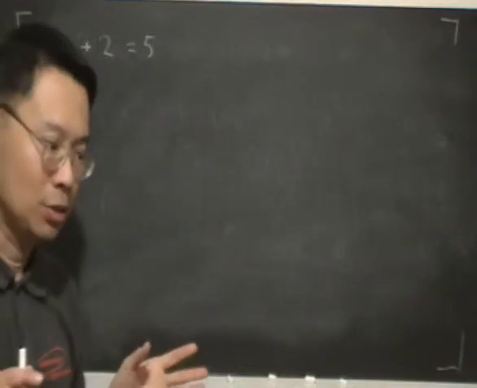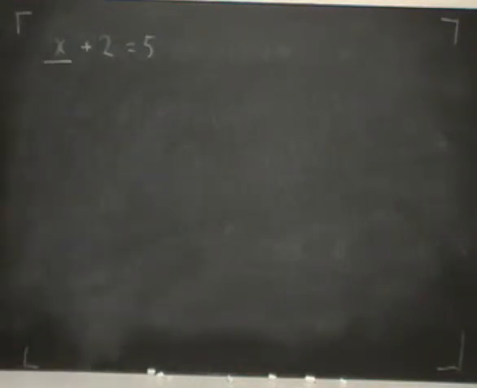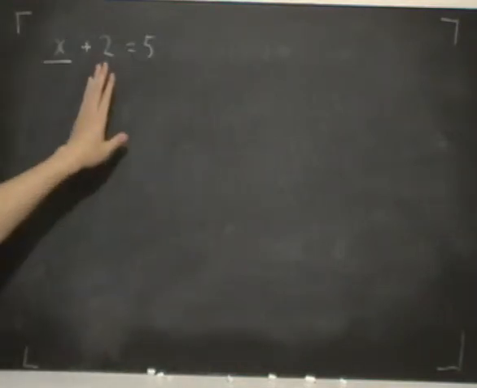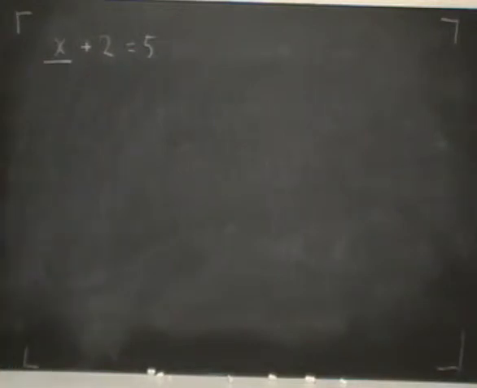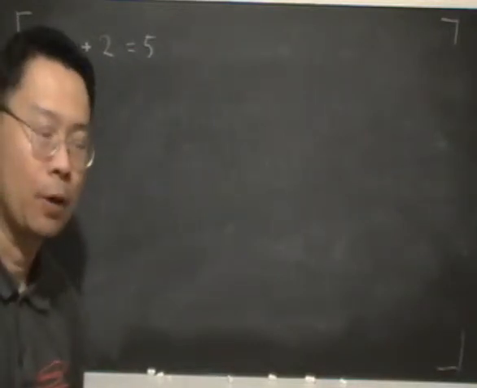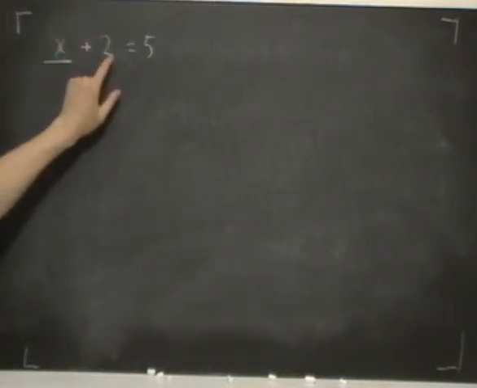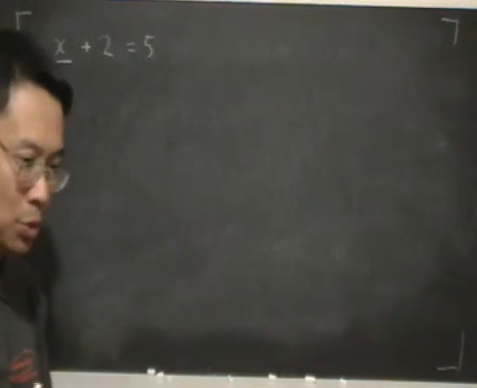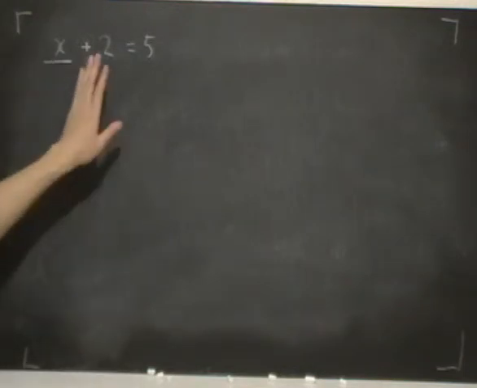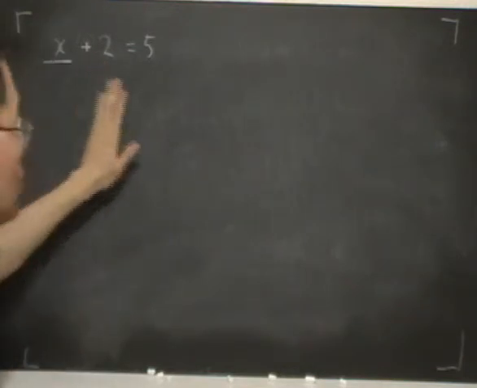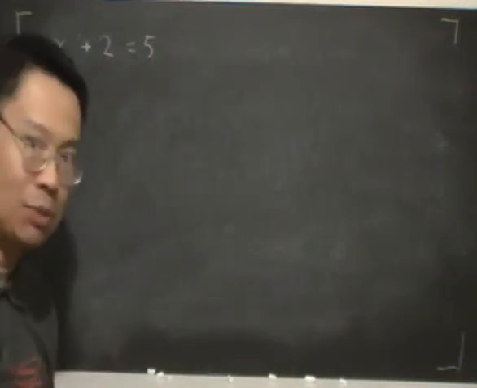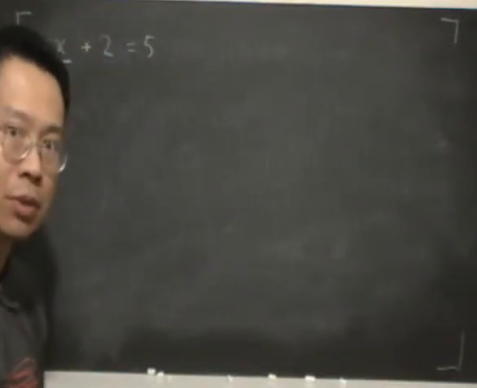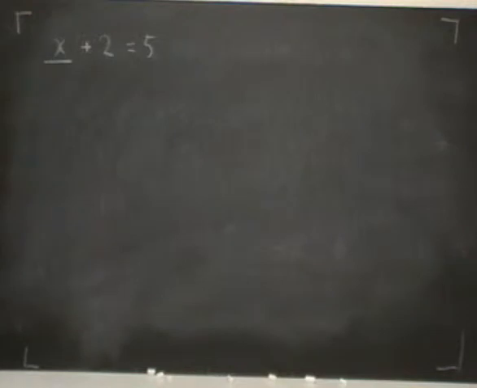Now the way to do that for an equation is to subtract the 2. That means that on the left side we minus the 2. Now the rule is that if we do something to the left side, we must do the same thing to the right side, so that the left side is still equal to the right side. That's what an equation is about. Let's try that.